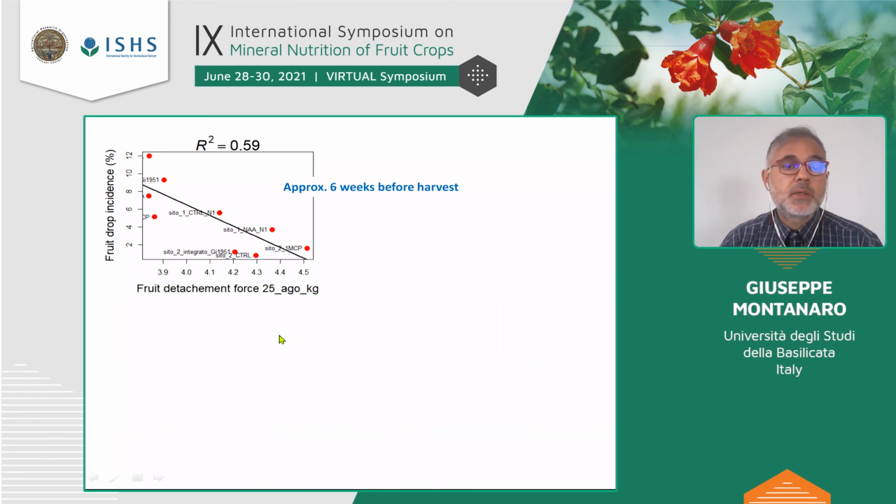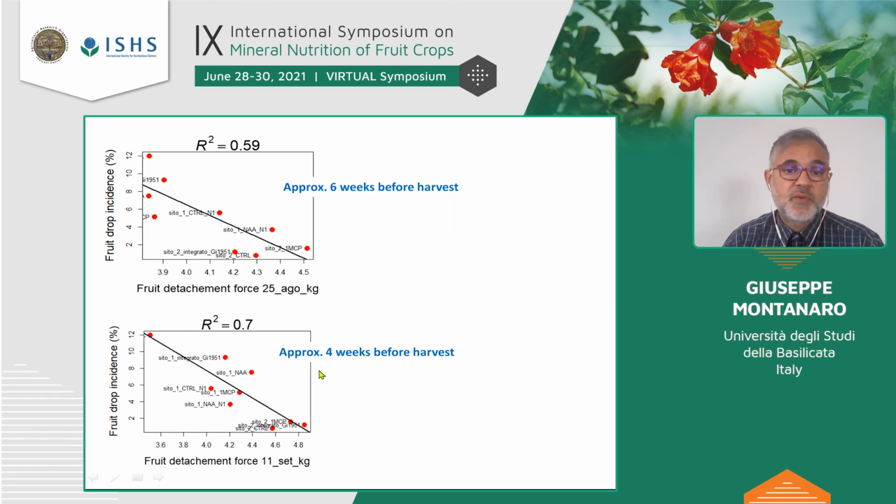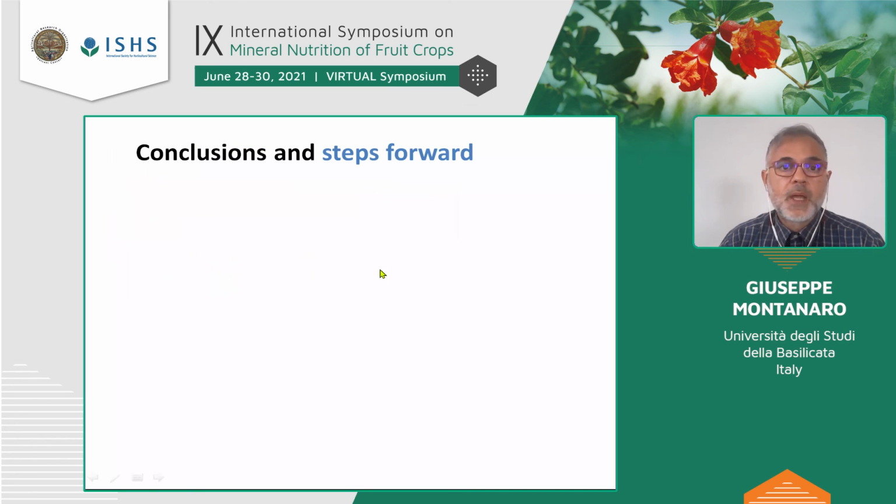And of course, you can see that fruit detachment force could be correlated in some way with the incidence of fruit drop 6 weeks before harvest and also 4 weeks before harvest. So this could be an interesting point to go deeper into. So now I'm going to conclude.